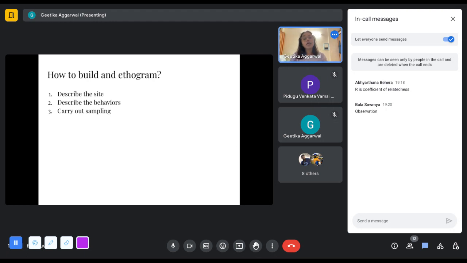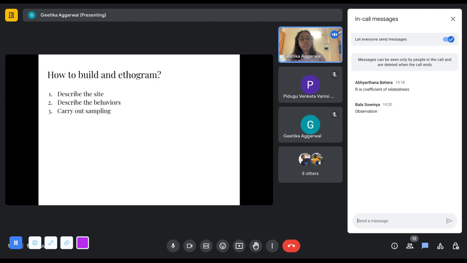When you go out to the field, you will first describe the site. How is the landscape? What is the vegetation there? What time of day is it? And how is the temperature? Is it sunny? Is it cloudy? And all those things.